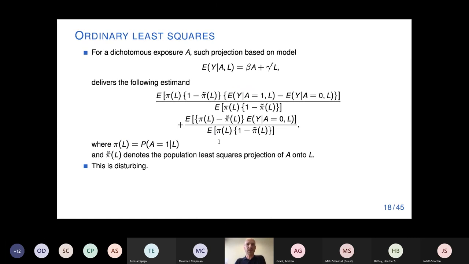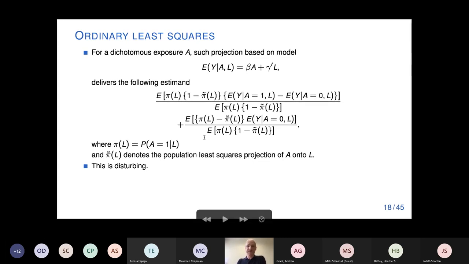So imagine we have a dichotomous exposure and I'm going to work with a linear regression for the outcome. Well, then this reasoning with projection, if we make an ordinary least squares projection, so we project the actual distribution of the data onto this linear model, then if you work out the meaning of the resulting estimand for beta, it turns out to be this particular expression. The first term is sort of reassuring. It's like a weighted average of the mean difference in outcome between the treated and the untreated people with the same covariate data L, and the weights relate to the probability pi L of being treated, and this 1 minus pi tilde of L, where pi tilde of L is the population least squares projection of the exposure on the covariates.